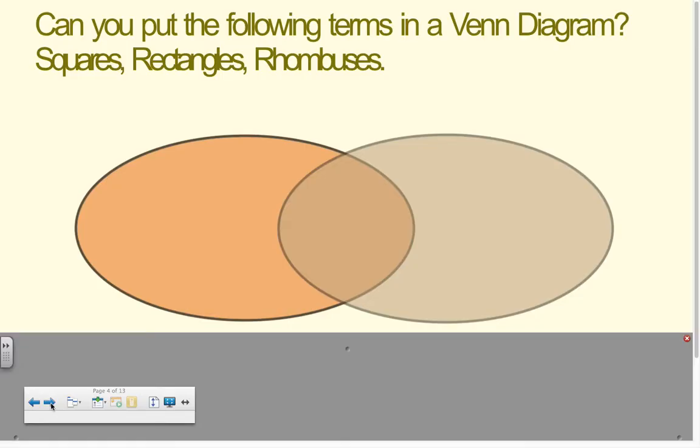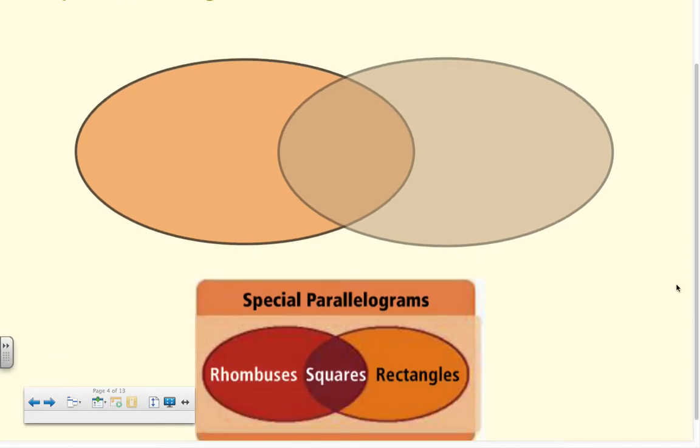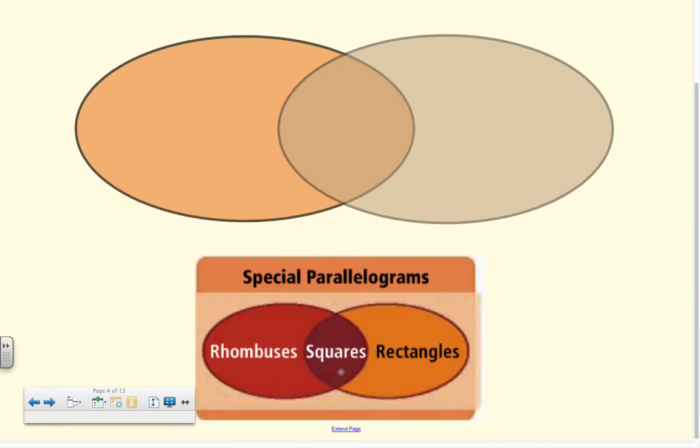Can you put the following terms into a Venn diagram? So you're going to put these terms here, and one here, using squares, rectangles, rhombuses. Add those to the Venn diagram, press play when you're finished. In adding these, you can see that squares are what's going to go in the middle because squares are more specific types of rhombuses and rectangles.